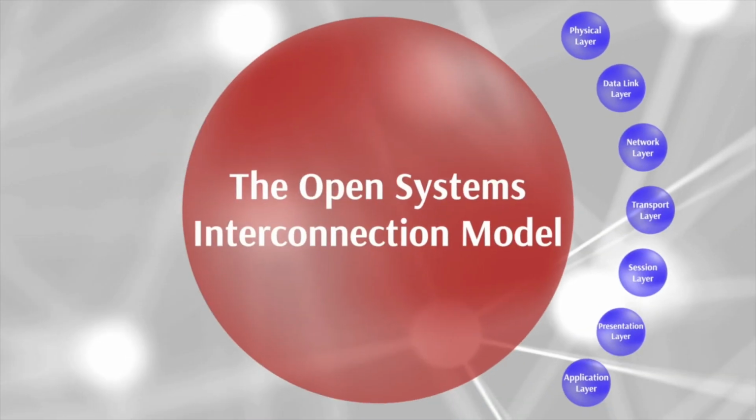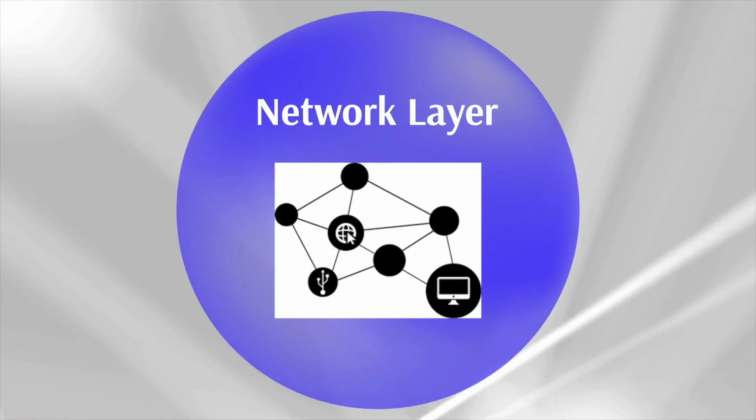The next layer, the third layer, is the network layer. This layer determines the physical path that the data will actually take from the sender to the receiver in the network of nodes. It's a medium in which many devices nodes can be connected, and each node has its own address.